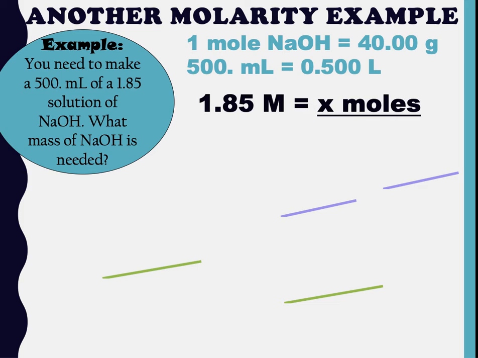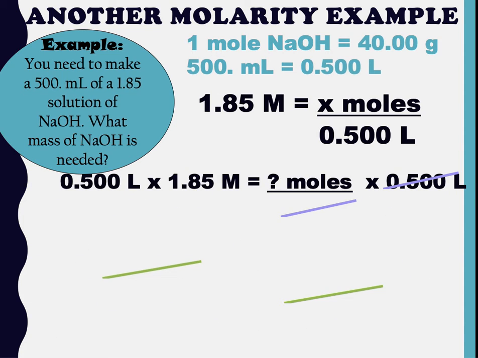So as we set up our equation, we are just plugging it in. The 1.85 goes where molarity goes, the half a liter goes on bottom, and we are solving for X number of moles. Now, the algebra here is relatively simple. We just multiply both sides by the volume so that it cancels out.